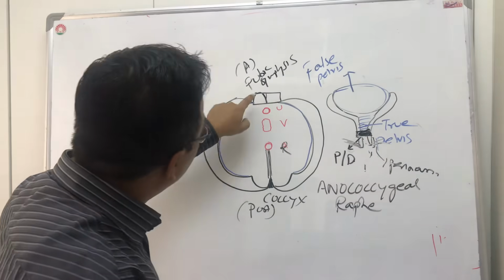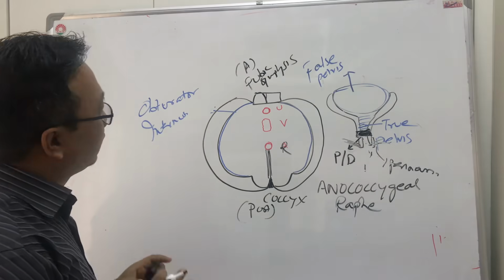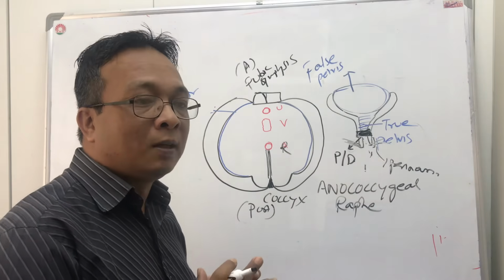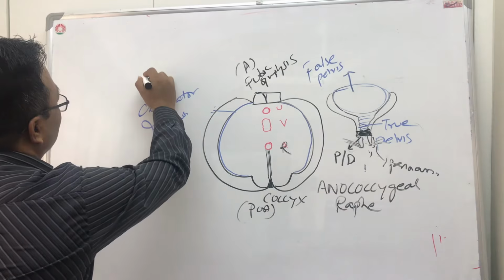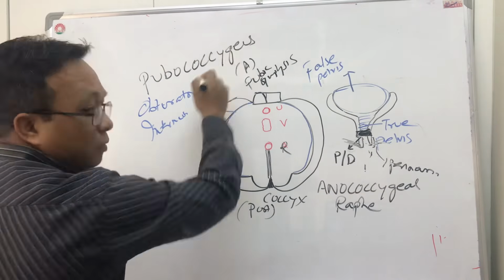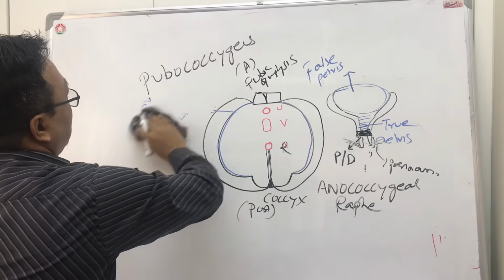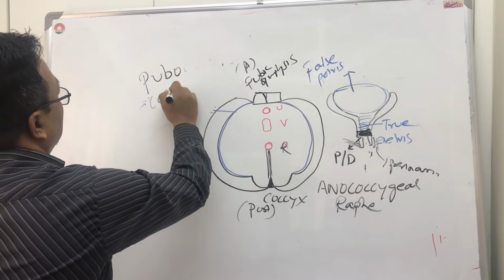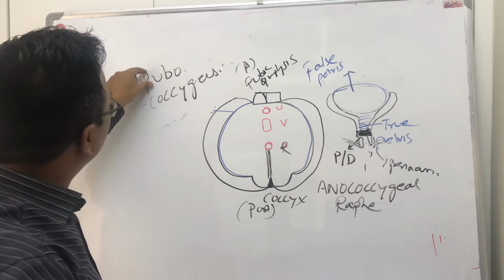Right? Now, the most important muscle here is pubococcygeus. Okay, remember the name pubococcygeus, because this muscle is very modified. It holds a lot of function. Okay, we'll discuss it. So pubococcygeus muscle means pubis to coccyx.